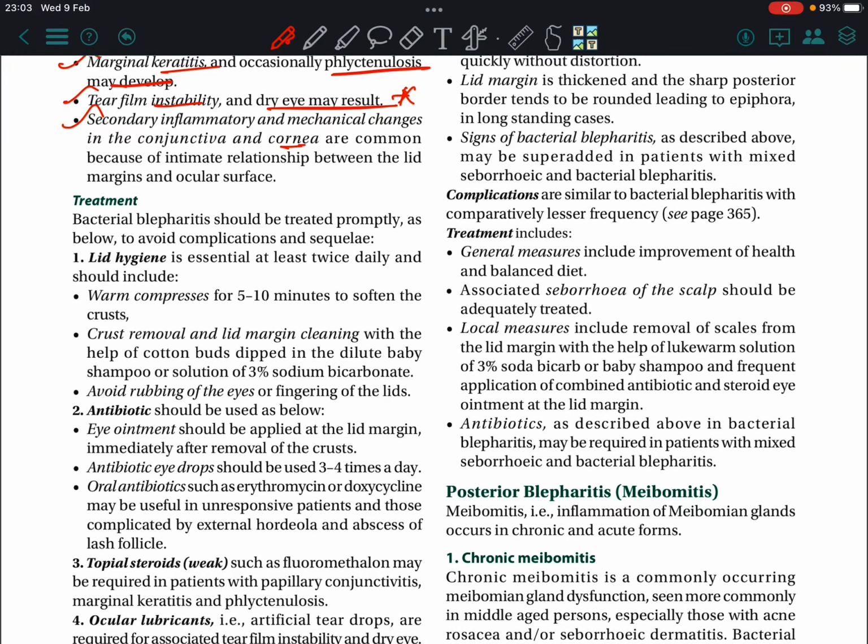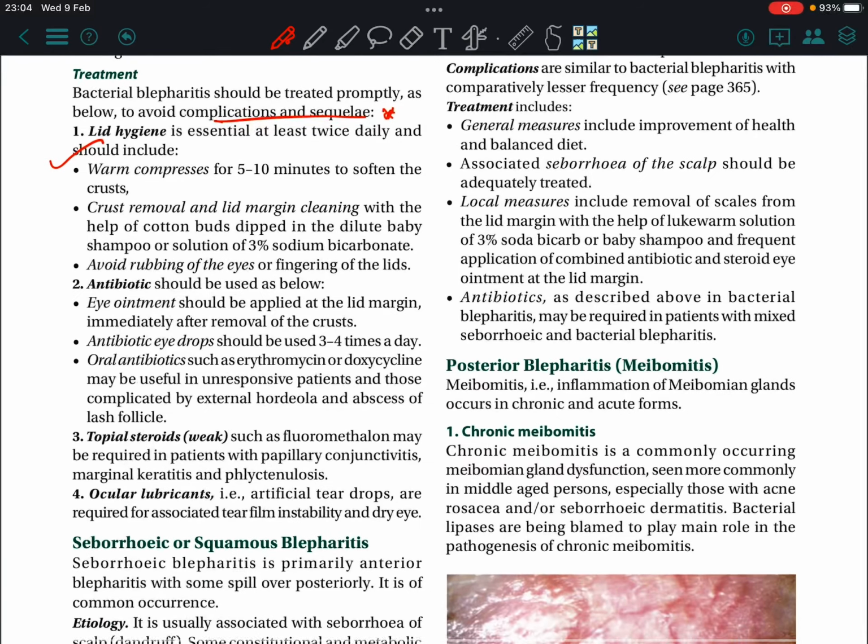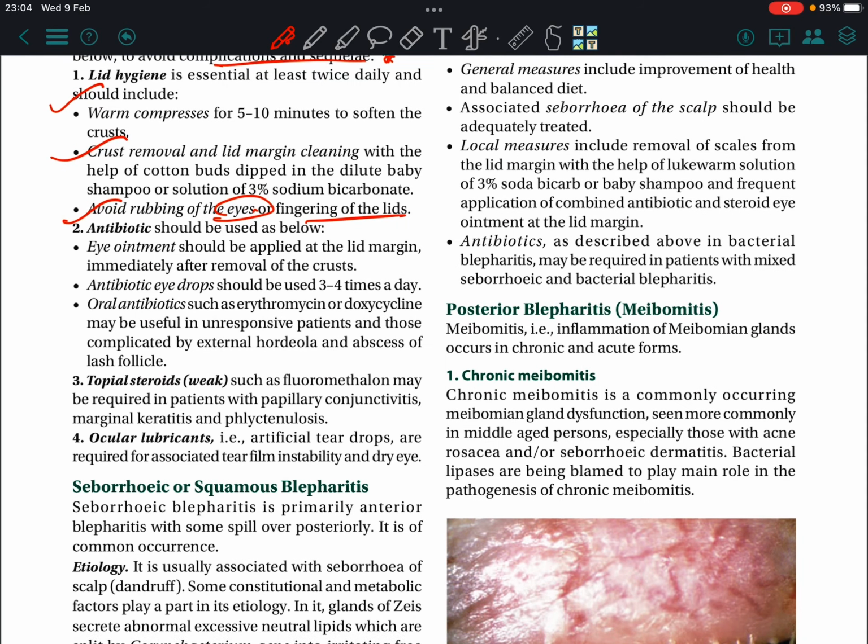Treatment: bacterial blepharitis should be treated promptly as below to avoid complications. Lid hygiene is essential at least twice daily and should include a warm compress for 5 to 10 minutes to soften the crust. Crust removal, avoid rubbing of the eyes or fingering the lids. Antibiotic eye ointment should be applied at the lid margin immediately after removal of the crust. Antibiotic eye drops should be used 3 to 4 times a day.